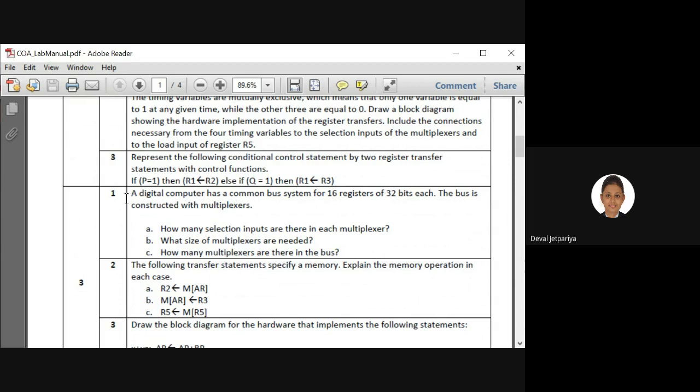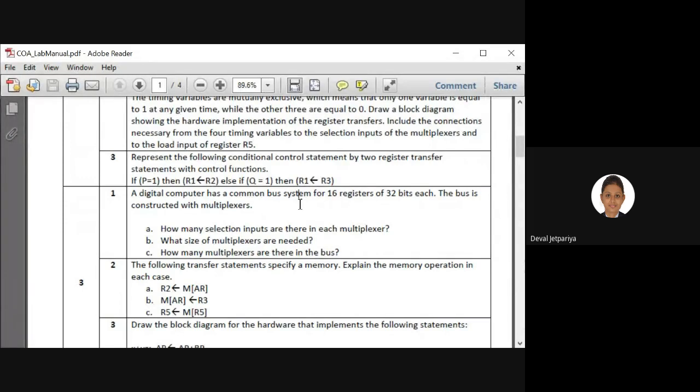Fine, so let me read it out. Question number 1: A digital computer has a common bus system. First of all, I hope you are all aware of this term, common bus system, right? In which you have so many registers, all connected, and you can easily transfer data from one register to another using this bus structure. Is this bus system recognized by you?